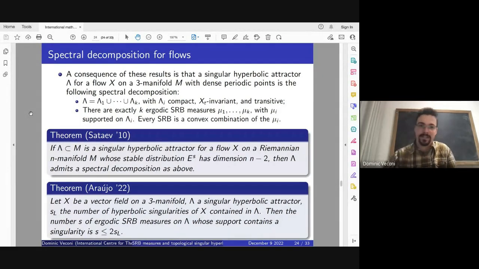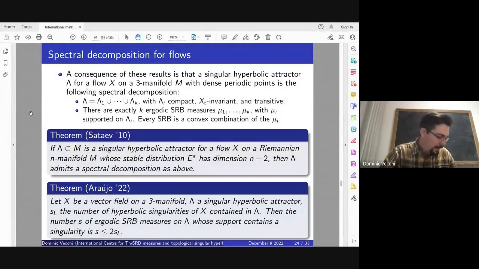In 2010, Eugene Sataev generalized this to singular hyperbolic attractors in any dimension whose stable direction has dimension n-2. And very recently, this year, Vitor Araujo posted a preprint on arXiv showing that if you have a vector field on a 3-manifold and a singular hyperbolic attractor, and SL is the number of hyperbolic singularities, then the number of ergodic SRB measures whose support contains a singularity is bounded by 2 times the number of hyperbolic singularities.